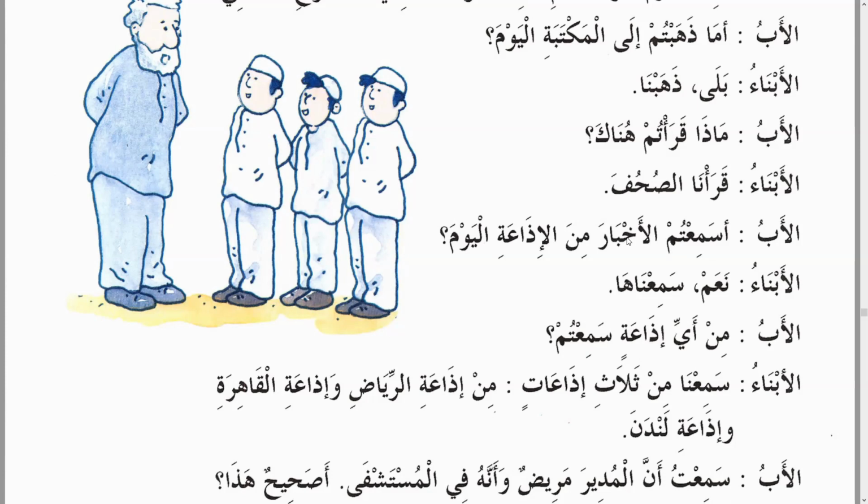نعم سمعناها. Yes, we listened to it. Why is this ha? Because akhbar is plural, غير عاقل plural, right? So this will be نعم سمعناها. Yes, we listened to it. Object, right? مفعول به. سمع is the verb and na is the fa'il and ha is the مفعول به. سمعناها. We listened to it or heard it.